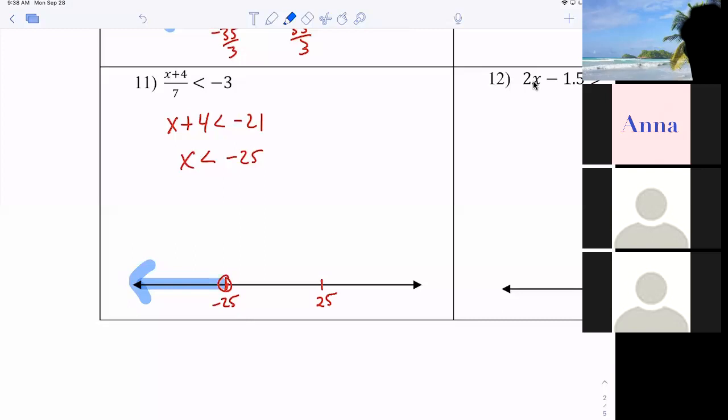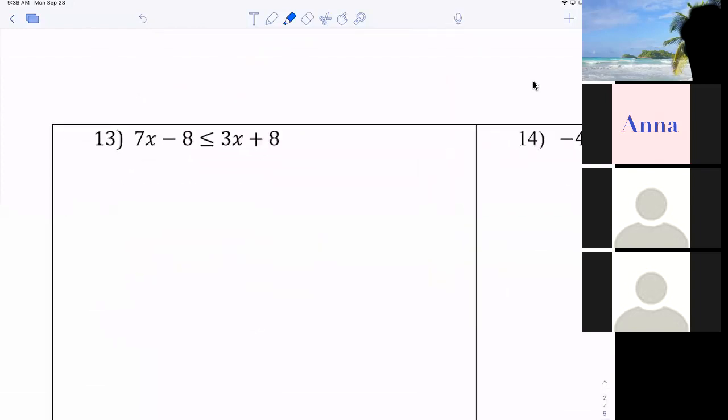All right, simple as that. Girls, any questions? Sienna, you good with the direction now? Positive, negative, greater than, less than, right? All right, here we go. Let's have some more fun.